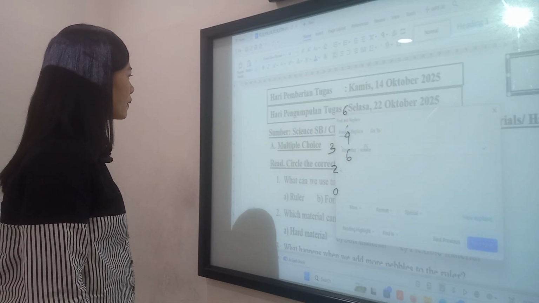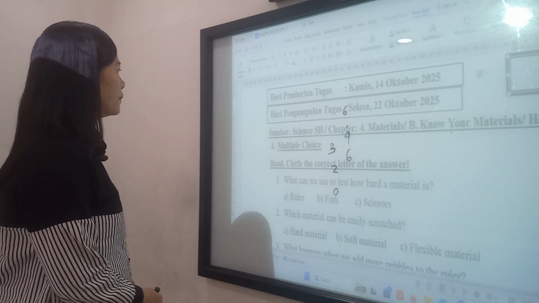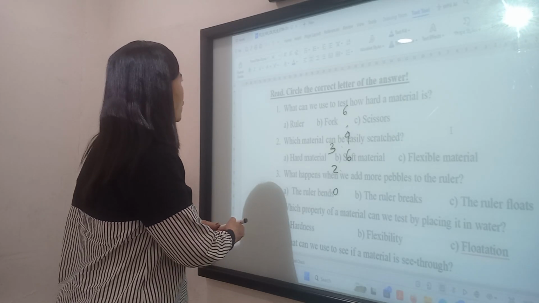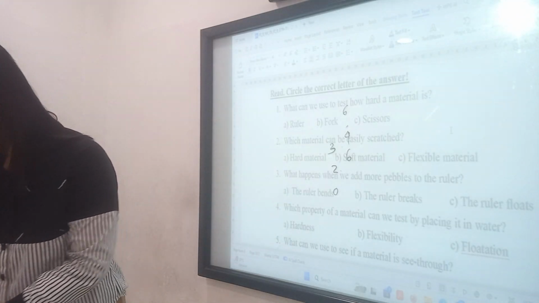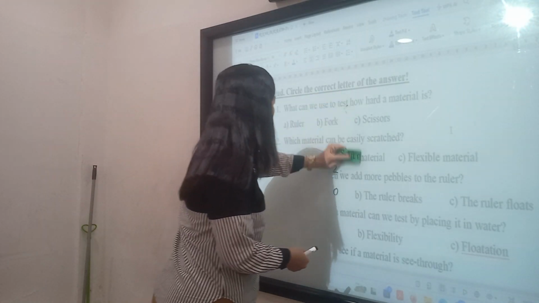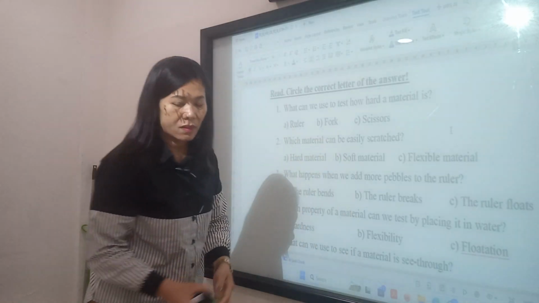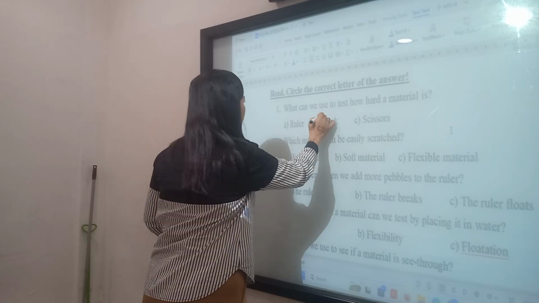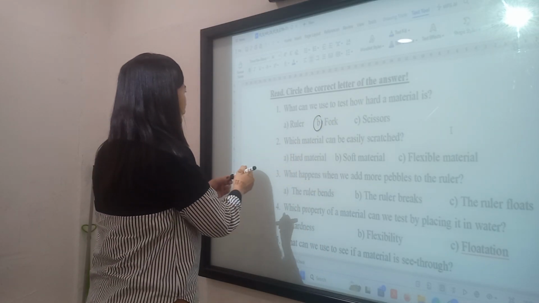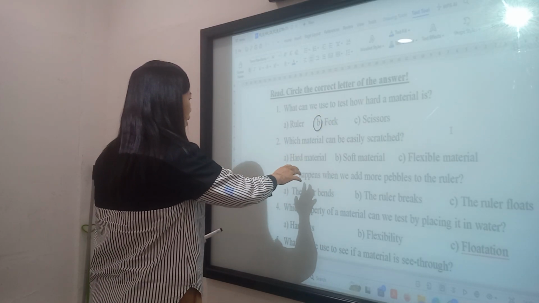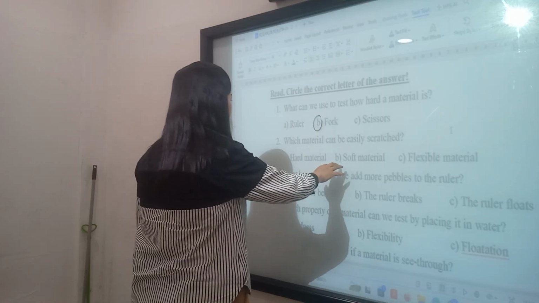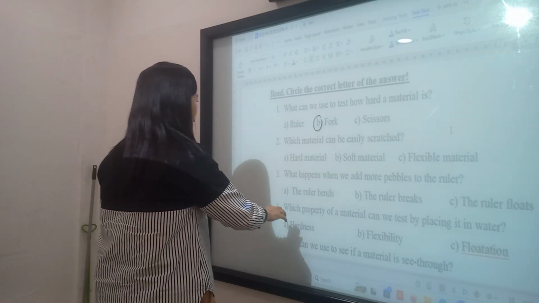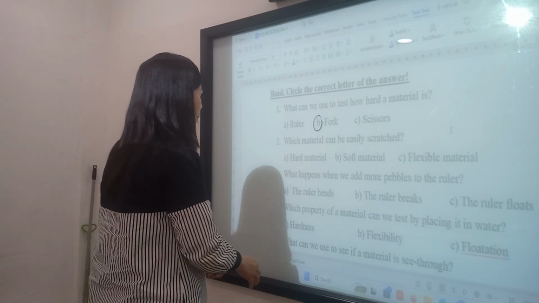We move to science now. First question. What can we use to test how hard the material is? Fork. Which material can be easily scratched? Can be easily scratched is soft material. No, it's not soft material. Hard material.